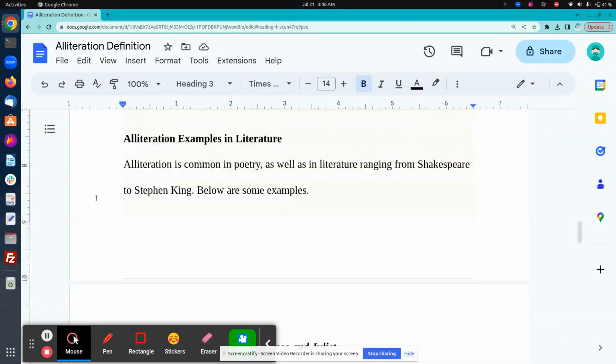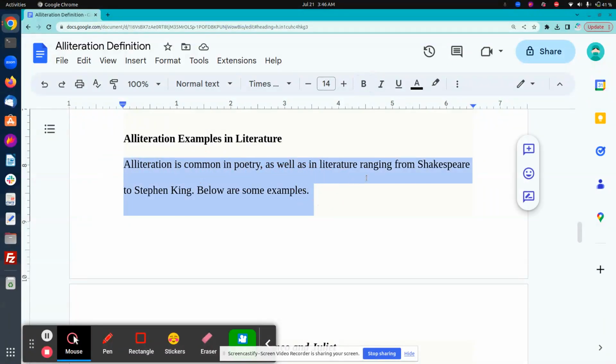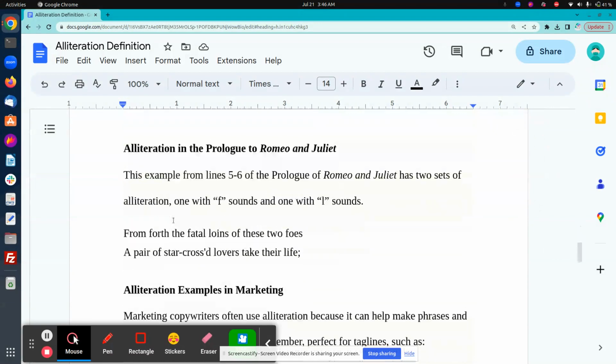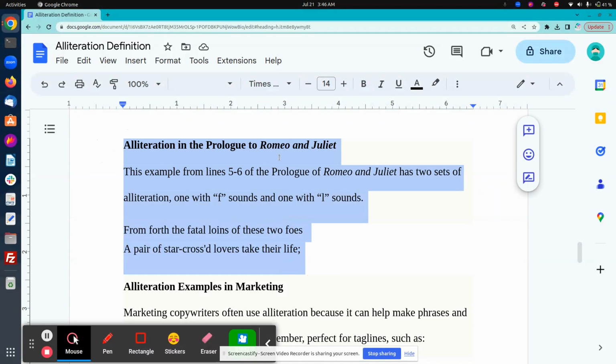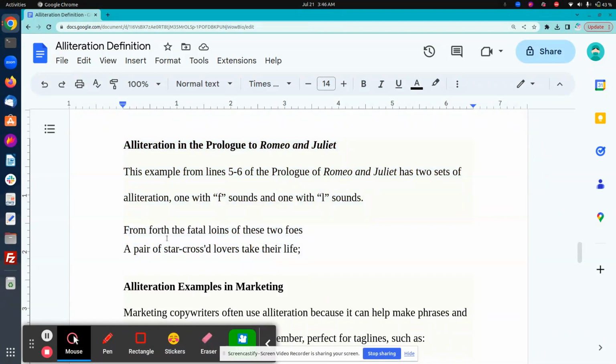Now the alliteration examples in literature. It is common in poetry as well as in literature, ranging from Shakespeare to Stephen King. Below are some examples. Let's see here: alliteration in the prologue to Romeo and Juliet. This example from lines 5 to 6 of the prologue has two sets of alliteration with F sounds and one with an L sound. "From forth the fatal loins of these two foes, a pair of star-crossed lovers take their life." So again, the F sound is used here.